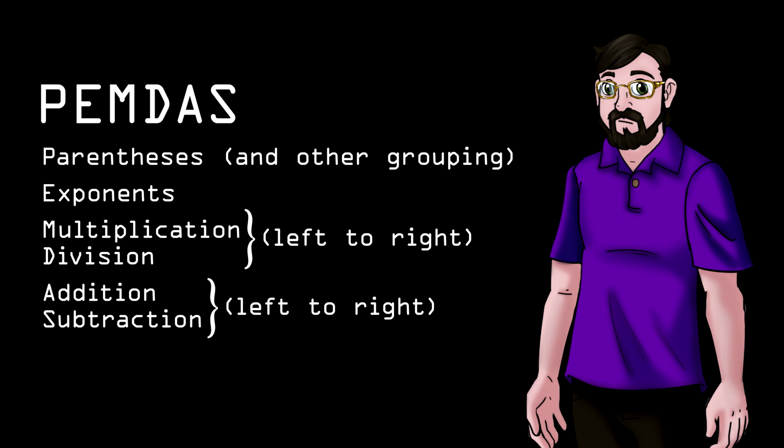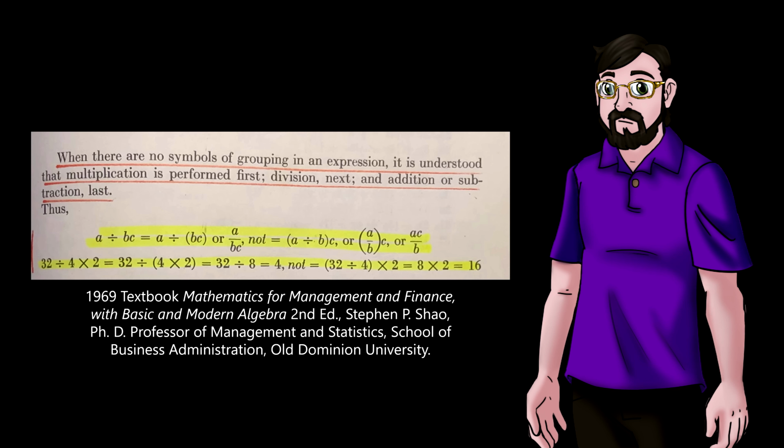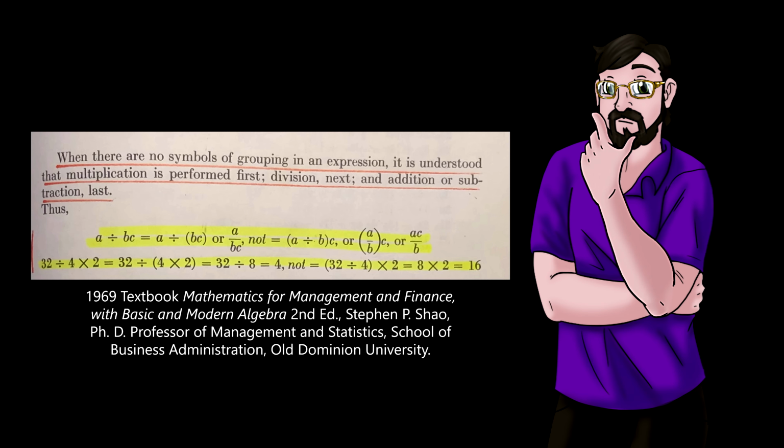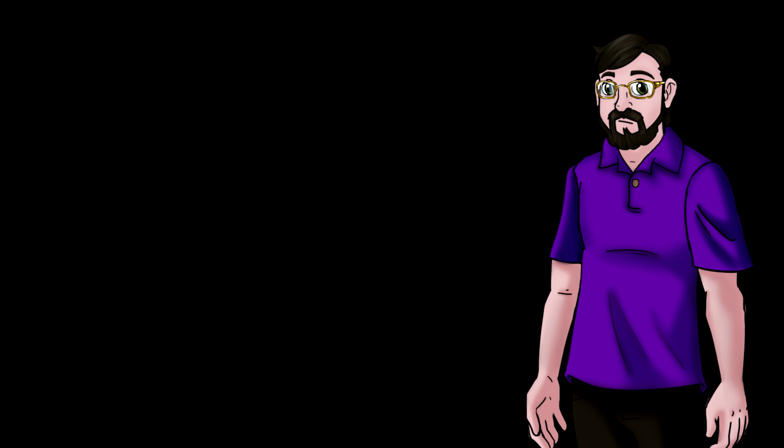But someone sent Talwalkar a picture from a 1969 textbook actually saying this is what you should do, all of the multiplication before all of the division. So apparently, some people were taught the wrong way in school. But why is it wrong? Let's look at the problem given.